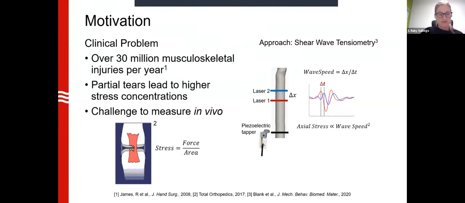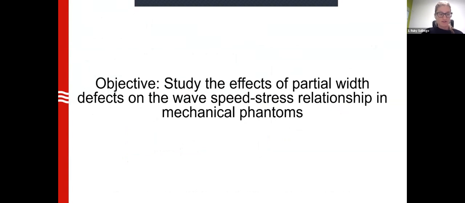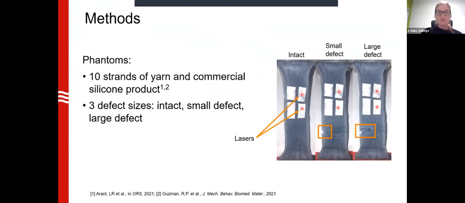So prior to applying this technique to injured tendons, we decided to create fibrous constructs or mechanical phantoms that emulate tendon behavior to mimic expected changes following partial tears. The objective of this work was to study the effects of partial width defects on the wave speed stress relationship in mechanical phantoms. The phantoms were created in a custom mold using yarn and a commercial silicone product that resulted in high axial stiffness, but low shear stiffness, similar to tendons.